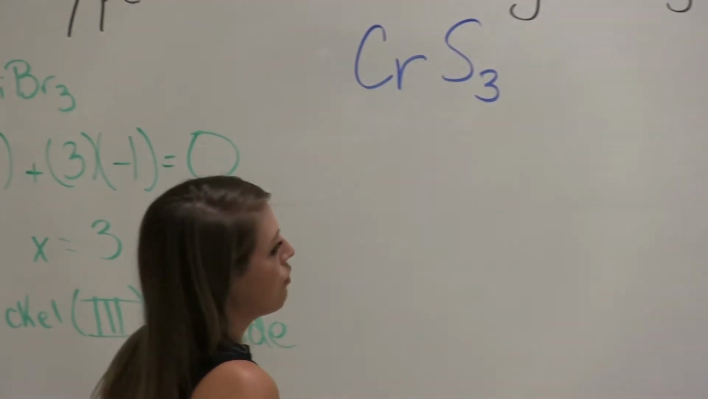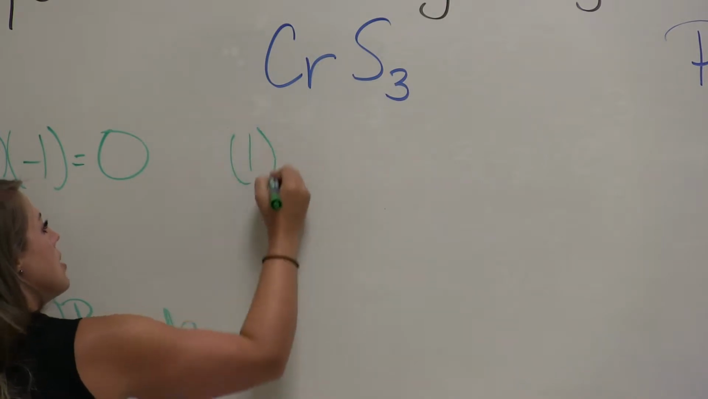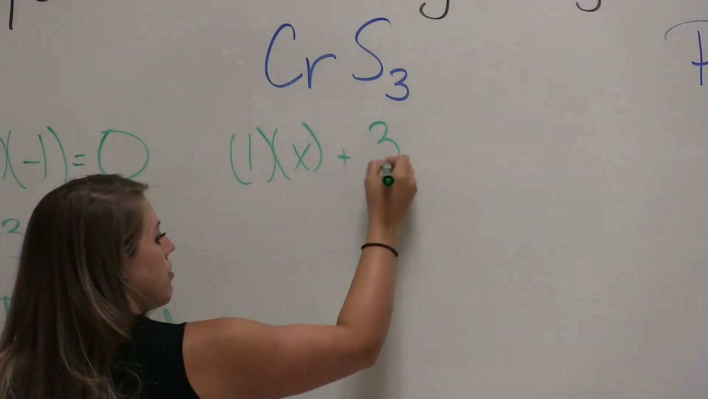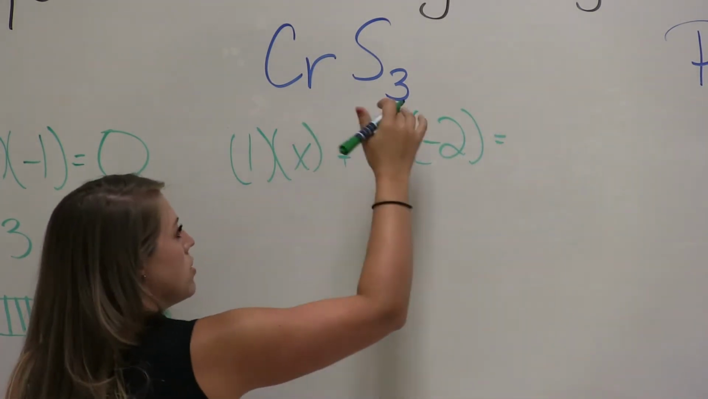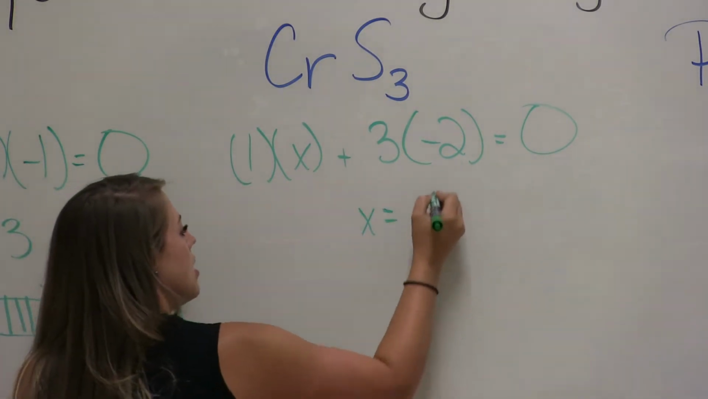Okay, we're going to do the same thing here for chromium, because chromium is also a non-fixed metal. So we've got 1 chromium times the charge of chromium, which we do not know, plus we've got 3 sulfurs times the charge of sulfur, which is -2. This compound's neutral, so we can set it equal to 0. If we solve for this, x is going to equal 6.